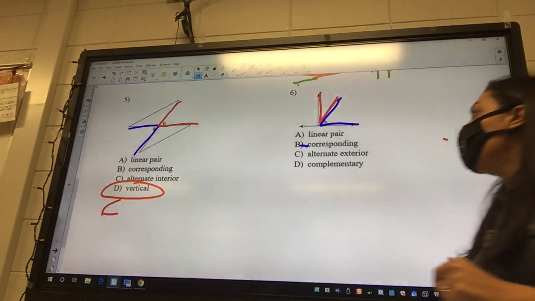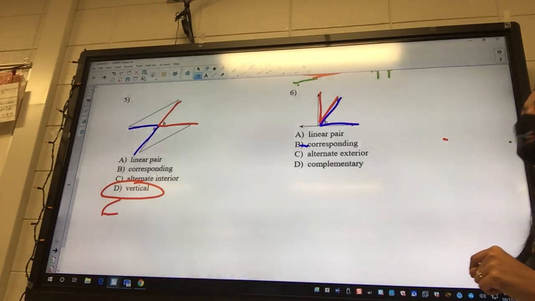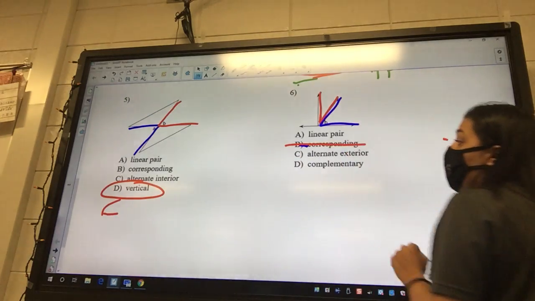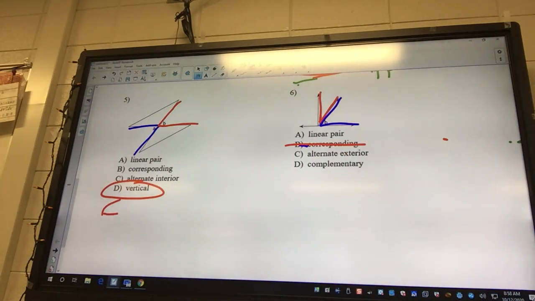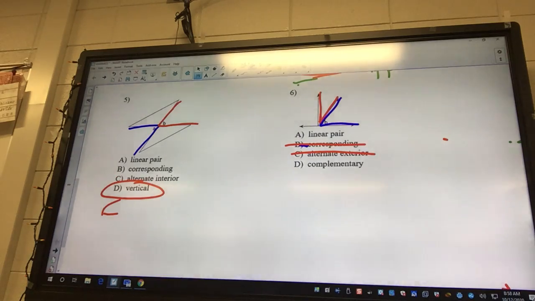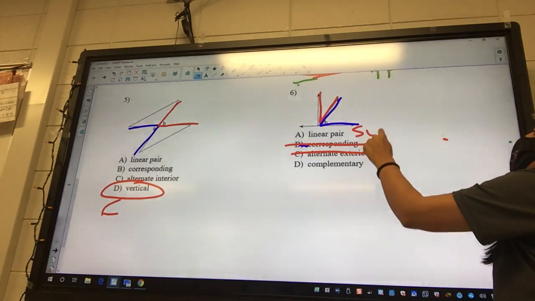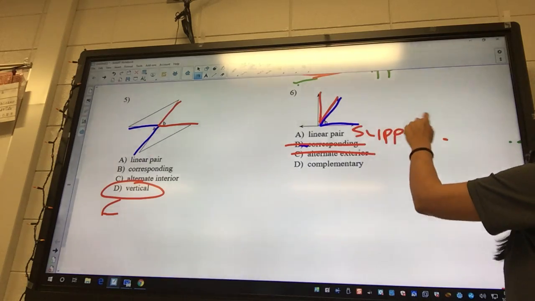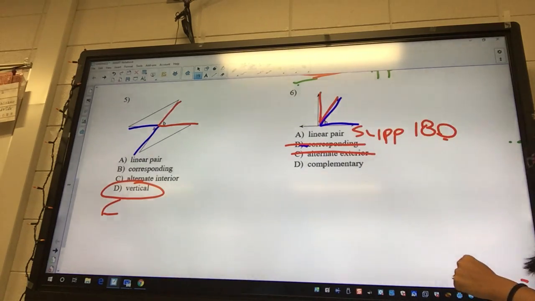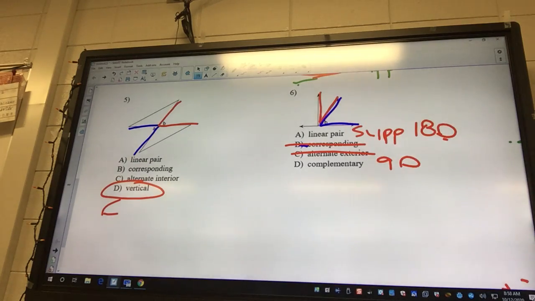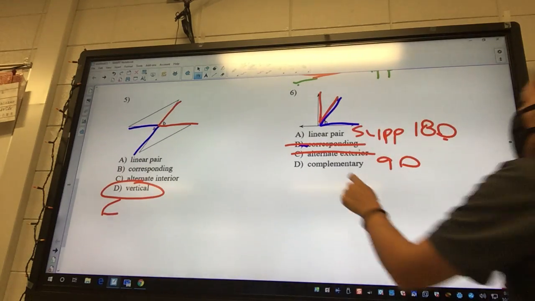Is corresponding even one of our words? No, Miss Henning, it's not. Okay, alternate exterior. No. Okay, so linear pair, what's another word for that? Supplementary. And how many degrees is that? 180 degrees. What about complementary? 90. So does this look like 90 or 180? 90. It's going to be complementary.